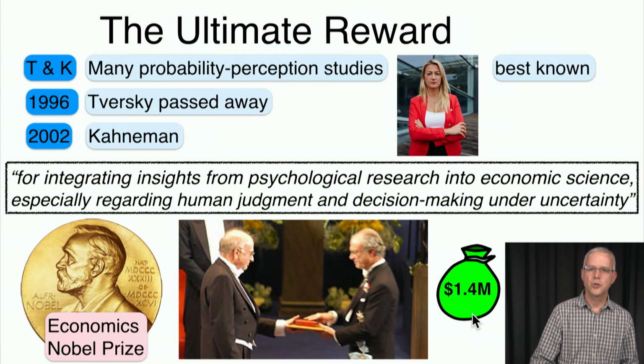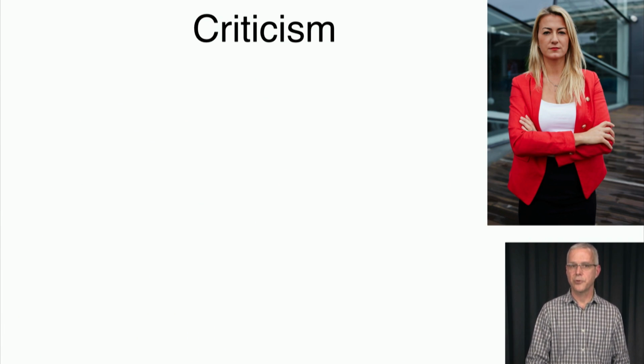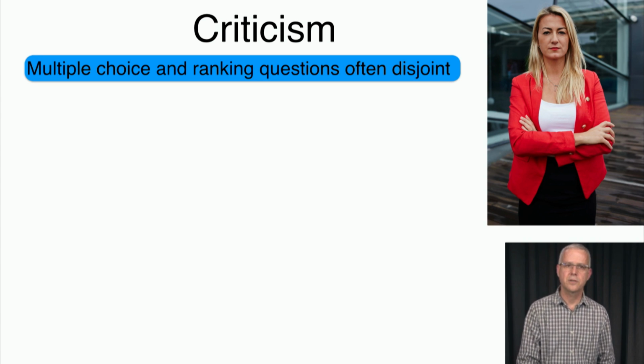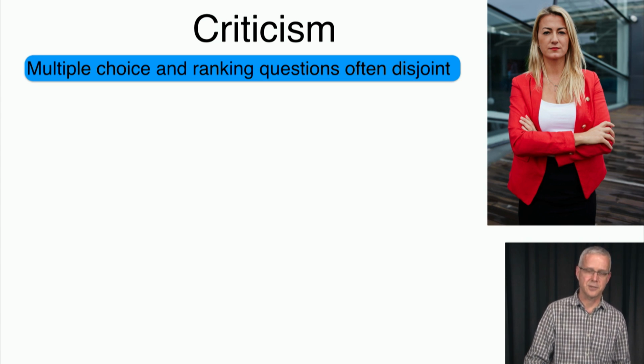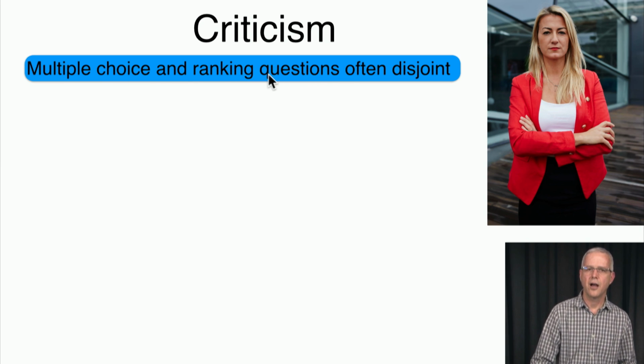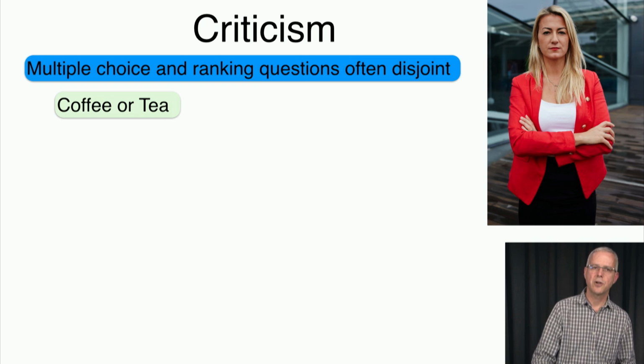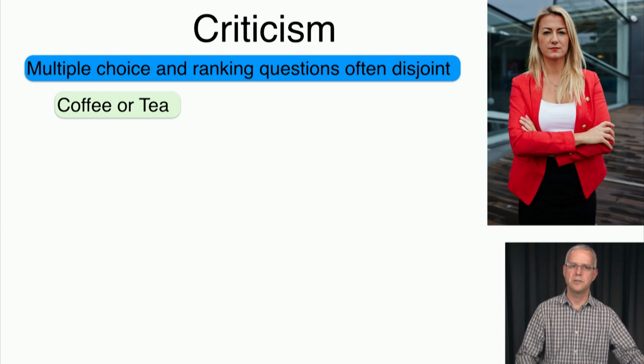Okay, so I should be fair and say that there's actually some criticism of the Linda problem. There are different types of criticisms. Many of them I don't understand, but perhaps the most reasonable criticism is as follows: when we ask multiple choice and ranking questions, often the options that we give people are disjoint. For example, we ask people, do you want coffee or tea? Coffee and tea are two disjoint options.